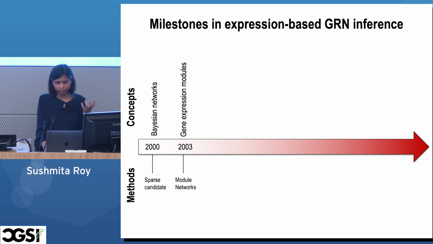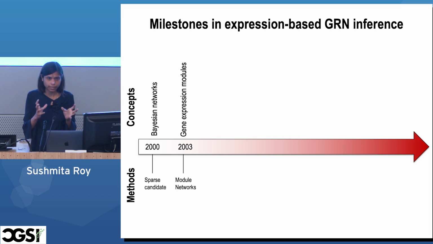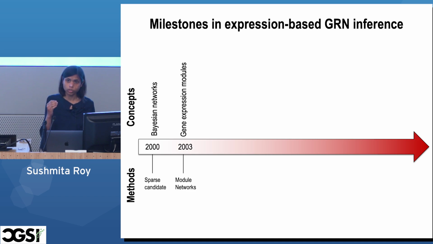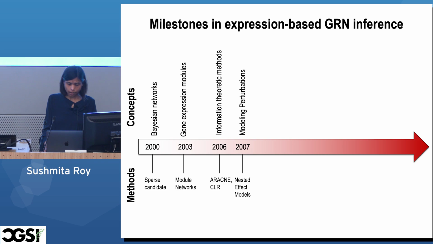So in 2000, Friedman, Aviv Regev, Daphne Koller, and Dana Pe'er, this group of people, formulated probabilistic graphical models or Bayesian networks to formalize what a gene regulatory network could look like mathematically, and they came up with the first set of algorithms to infer them from gene expression data. And then there were information theoretic methods, and methods to model perturbations.